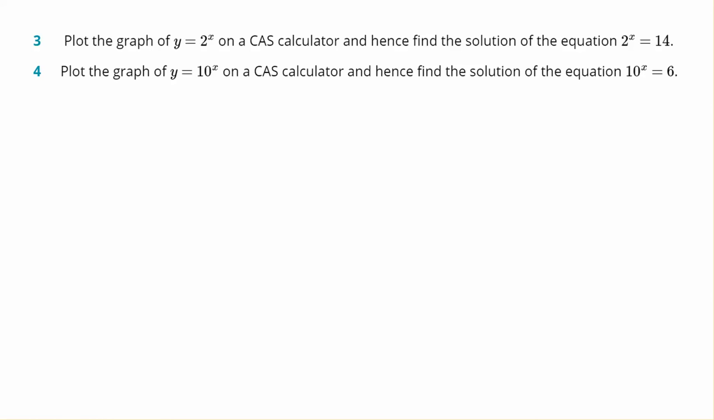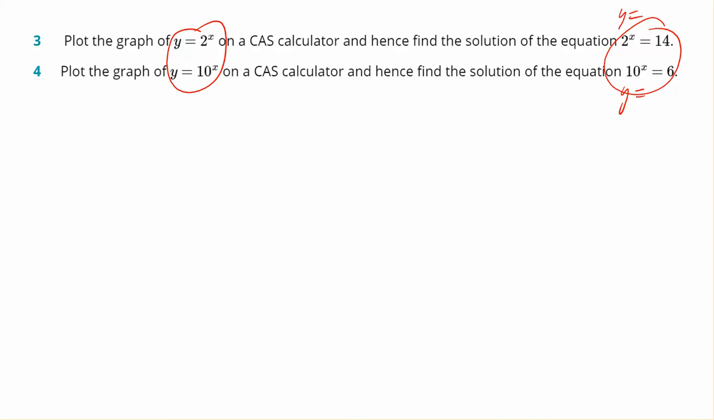For year 11 methods, we're going to look at exercise 13c, question 3 and 4. So we're trying to plot both these graphs on a CAS calculator, and we're trying to work out these values. What this basically means is, when y equals 14, find the value of x, and find the value when y equals 6. You'll be able to use xcal, ycal for that.